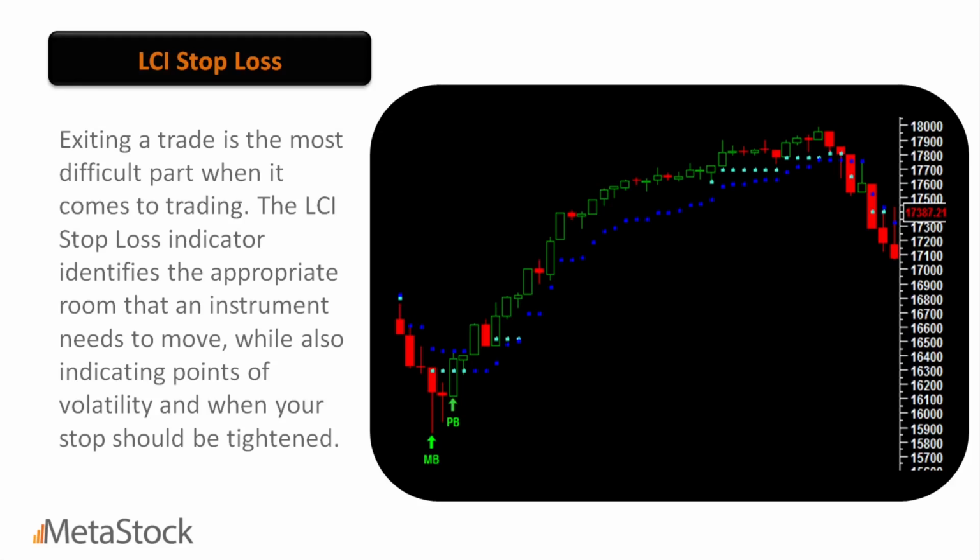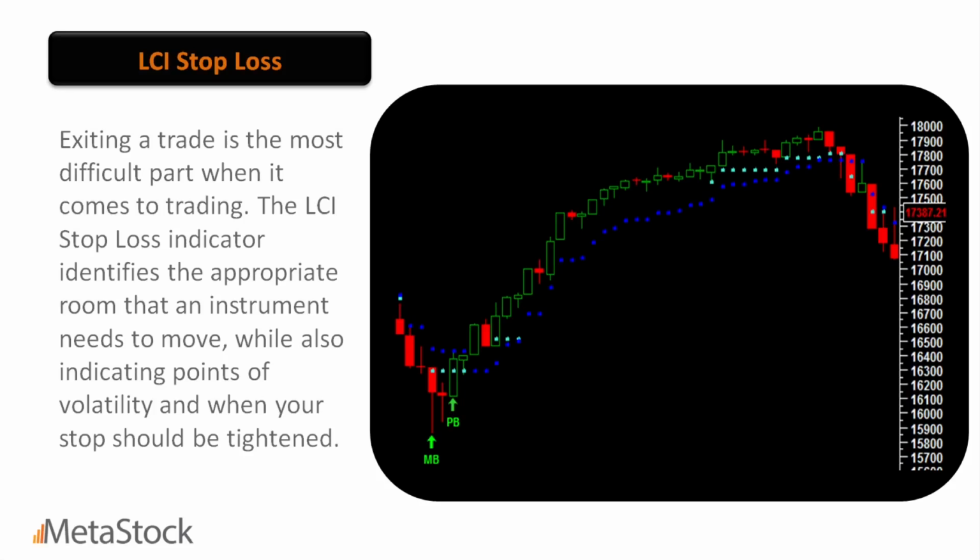What the LCI stop loss indicator does is it gives an appropriate amount of room for the instrument to move without getting us stopped out too quickly, but not giving too much room that it allows us to give up a lot of our profits. Now, the LCI stop loss has an additional feature, and what it does is when there is a time of volatility, or if it analyzes when cycles are going to be changing, it tightens that stop.